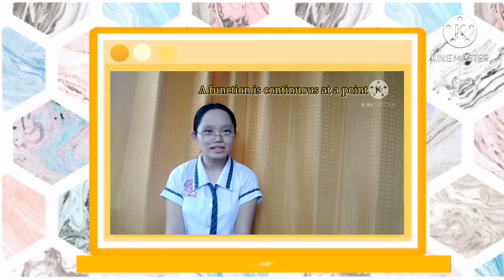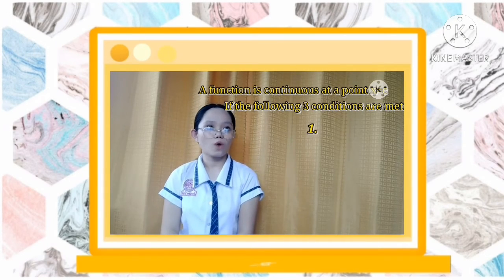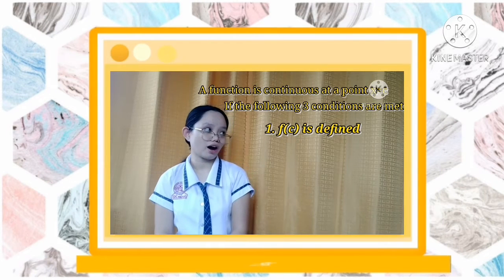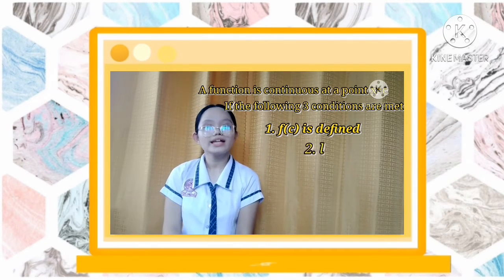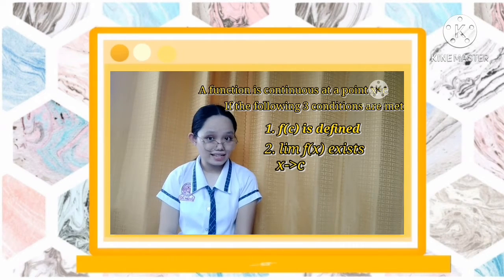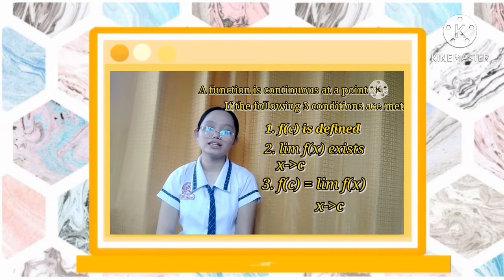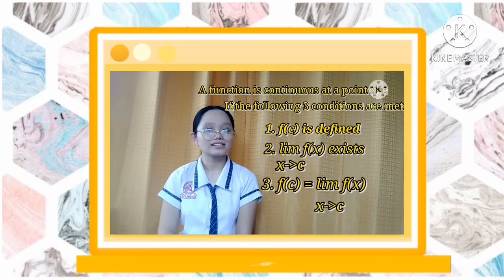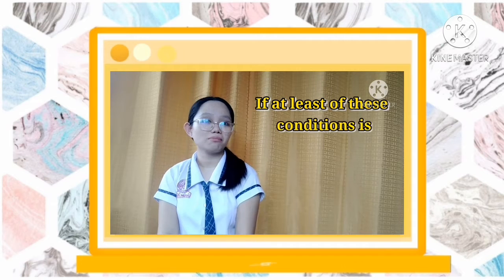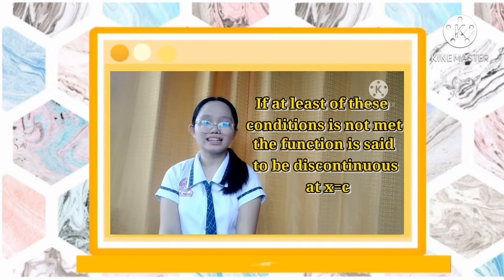A function is continuous at the point x equal to c if the following three conditions are met. 1. F of c is defined. 2. The limit of f of x as x approaches c exists. And 3. F of c is equal to the limit of f of x as x approaches c. If at least one of these conditions is not met, the function is said to be discontinuous at x equal to c.